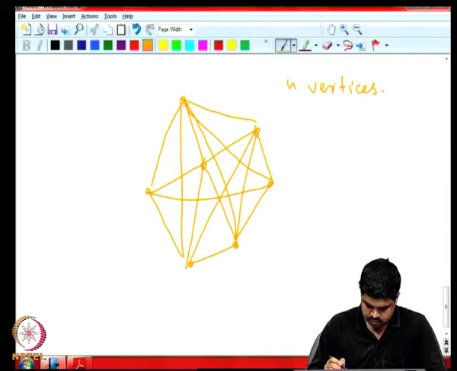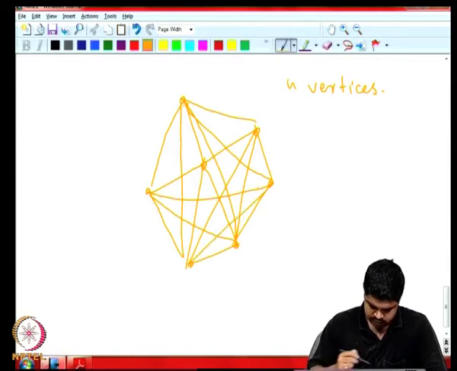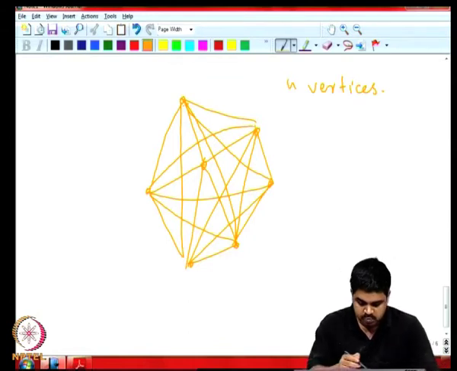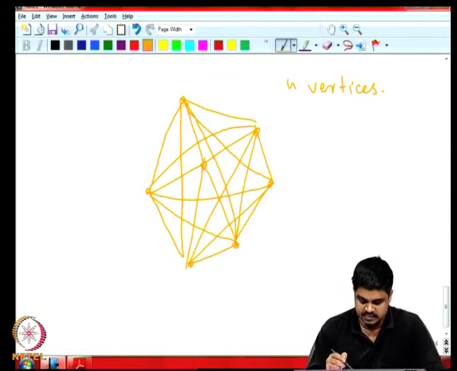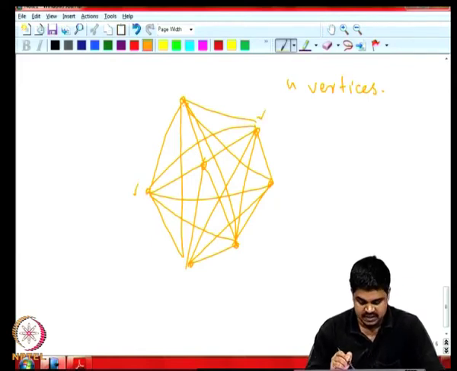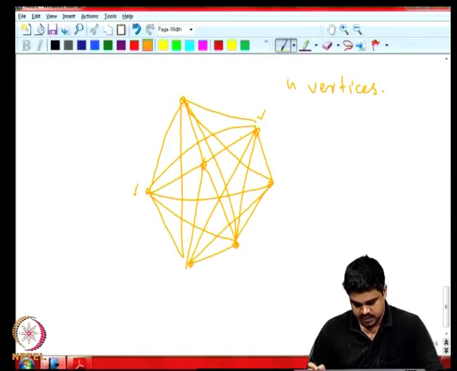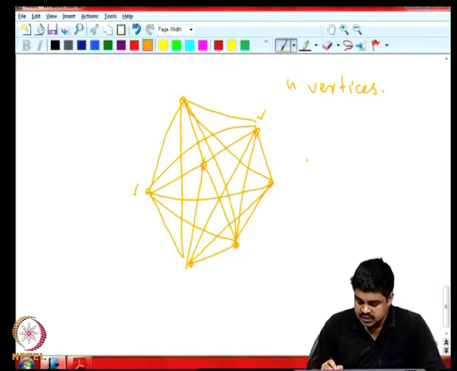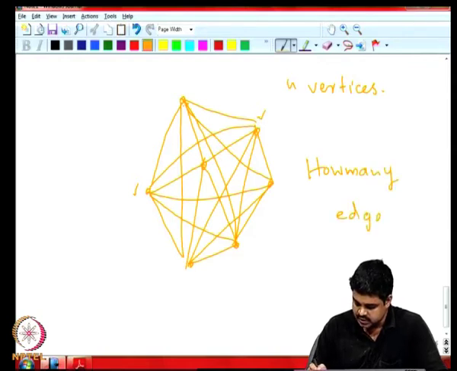Right, and then yeah, I think I have drawn everything. So all possible edges are there. That means if two vertices are distinct, then we put an edge between them. So how many edges can be there in this graph? This is the complete graph on n vertices. How many edges? This is also denoted by Kn.